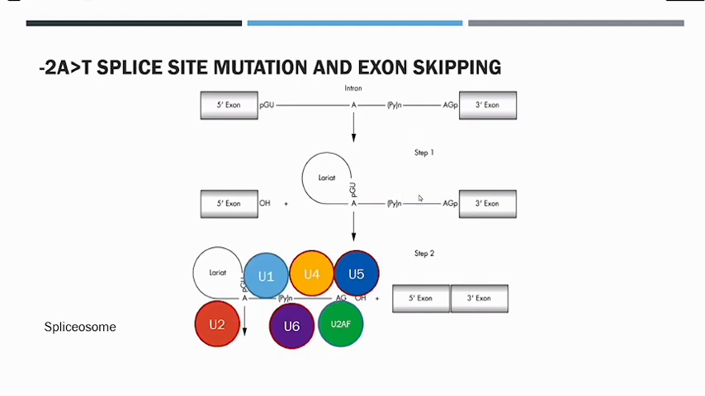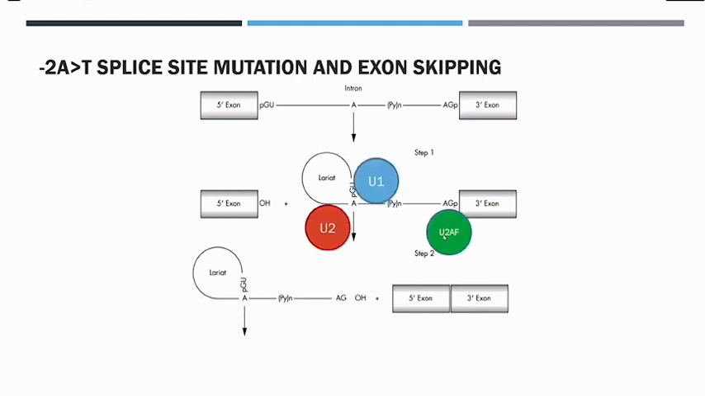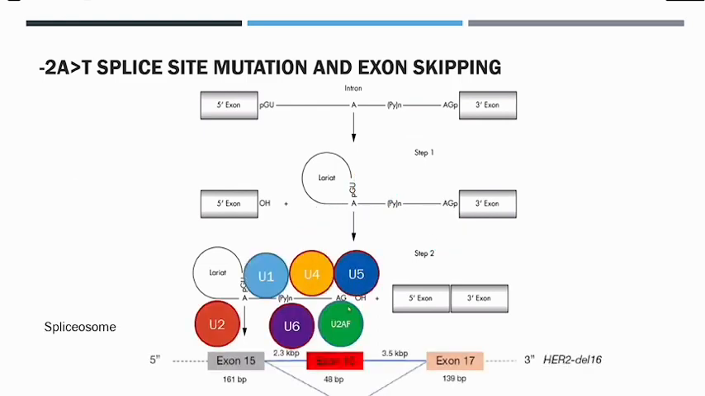Now you can imagine if the U2AF cleaving is not happening at this downstream exon, the U2AF is instead recruited at a further downstream exon, so exon 17. And now this lariat will be cleaved out, including the skipped exon. And that's how exon skipping happens. And so this is what we have: exon 15, exon 16 is totally skipped, and then exon 17 is incorporated in the transcript.